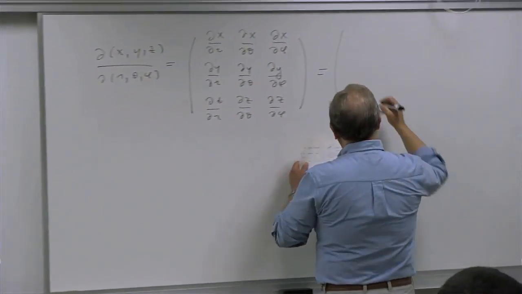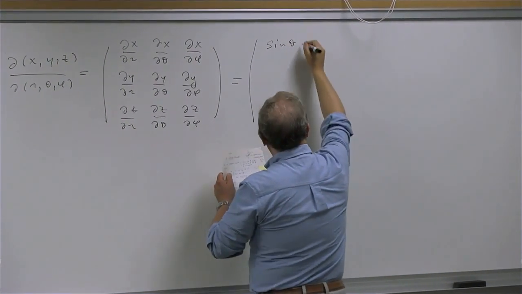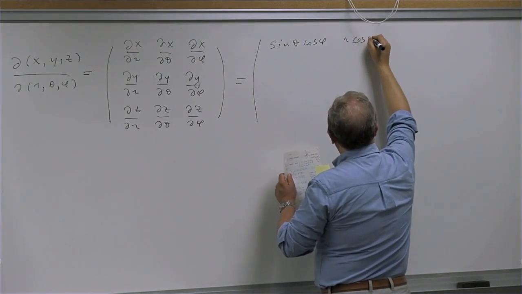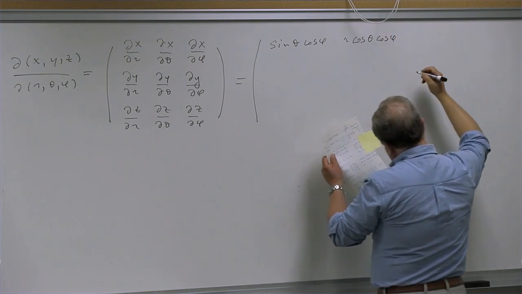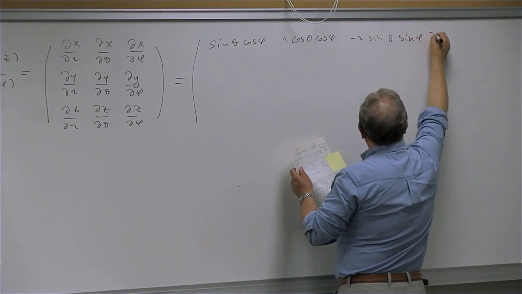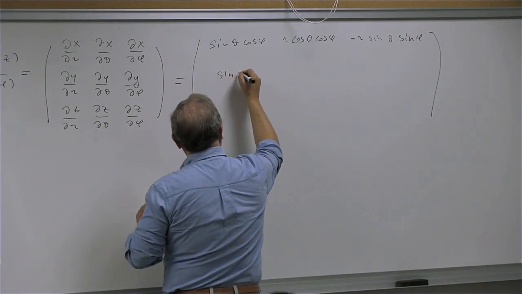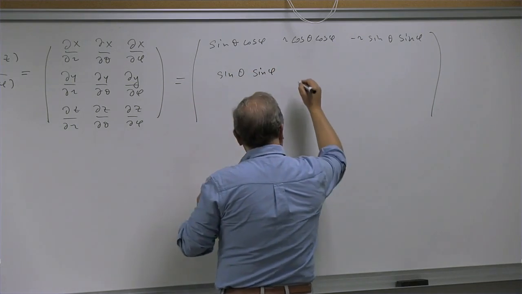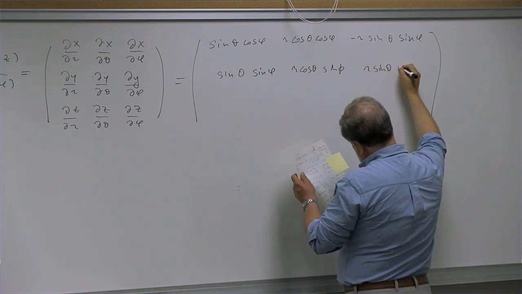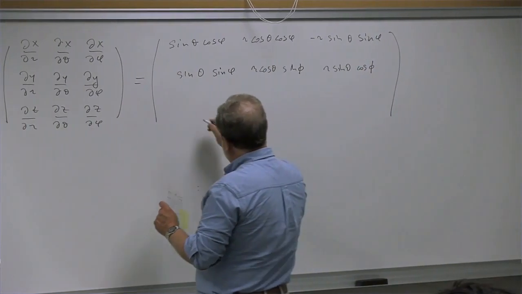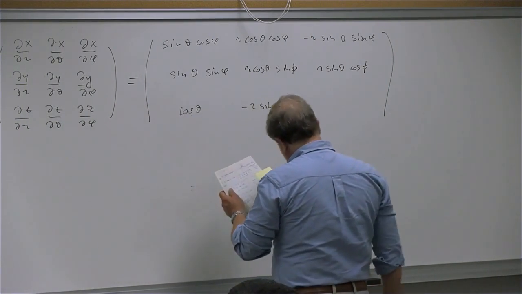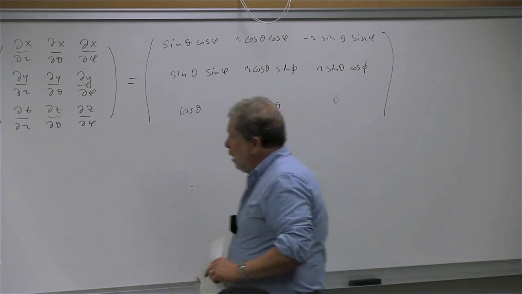And so this is equal to sine theta cos phi, and r cos theta cos phi, and minus r sine theta sine phi, and sine theta sine phi, and r cos theta sine phi, and r sine theta cos phi, and cos theta, minus r sine theta, and 0. And so from this we can calculate.